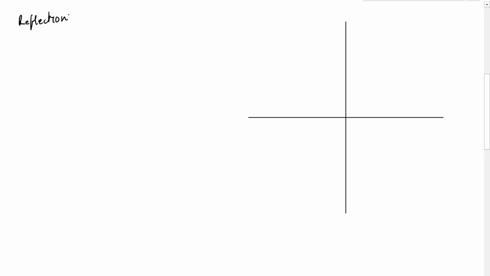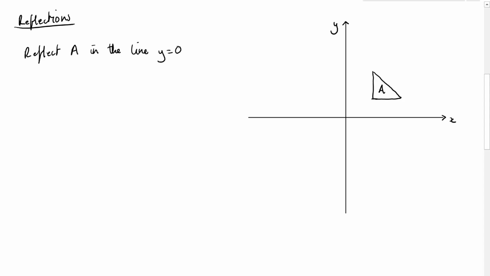Let's do reflections next. Reflections, as you can probably tell, are when we reflect something about a line of symmetry. So let's say I have a triangle over here, and the question might ask you to reflect triangle A in the line y is equal to 0. Now the line y is equal to 0 is just the x-axis.